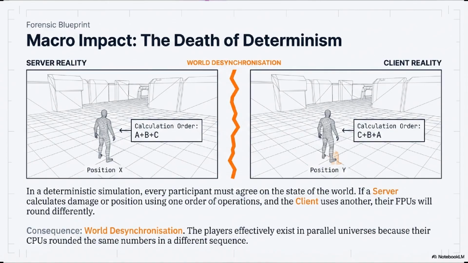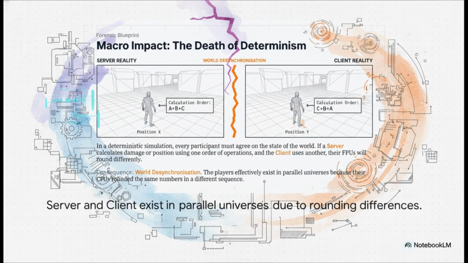But what if the server calculates your position one way and your client does it in a slightly different order? Those tiny rounding errors start to build up. Pretty soon, the server thinks you're here, but your computer thinks you're a millimeter to the left. After thousands of calculations, you're in different worlds. It's called world desynchronization. You're basically shooting at ghosts in a parallel universe.